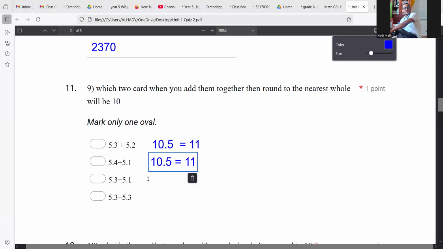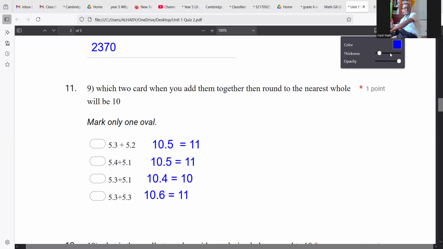Those two numbers give you 10.4, and 10.4, when you round to the nearest whole number, gives you 10. Those two numbers, when you add them together, give you 10.6, and 10.6 rounds to 11. So the number that rounds to the nearest whole and gives you 10 is just this one, 5.3 plus 5.1. And that's it.